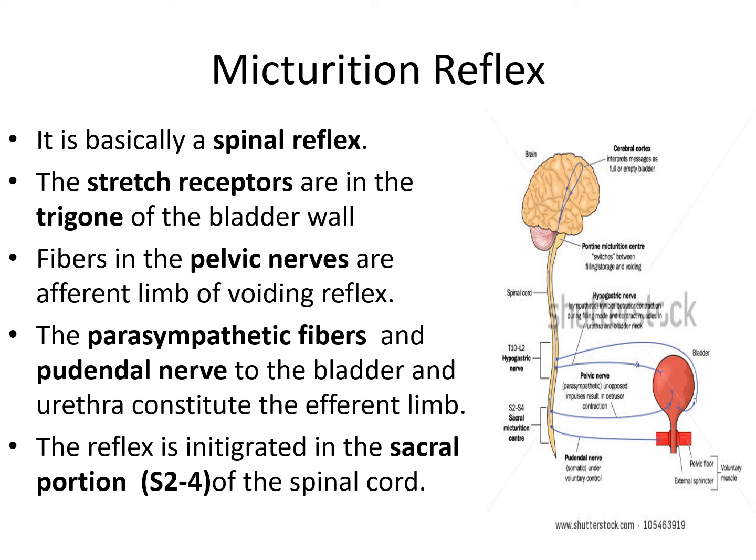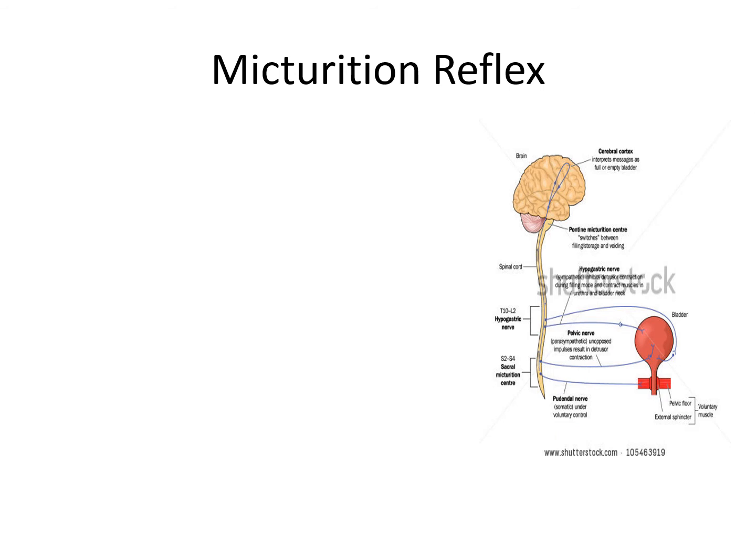Stretch receptor in the trigone of the bladder wall. Afferent is the pelvic nerve, S2, S3, S4. Center is S2, S3, S4. Efferent is the parasympathetic fibers and the pudendal nerves. And effector is the detrusor muscle, which contracts, and the external urethral sphincter, which relaxes during micturition. So that is the micturition reflex, a spinal reflex.